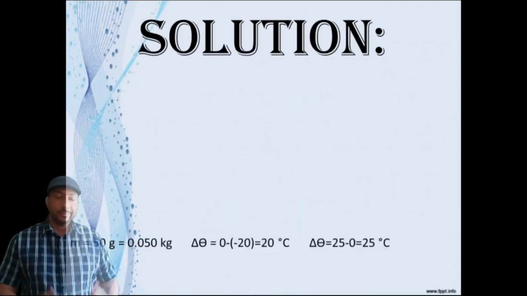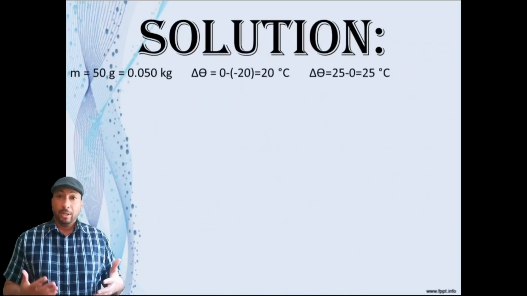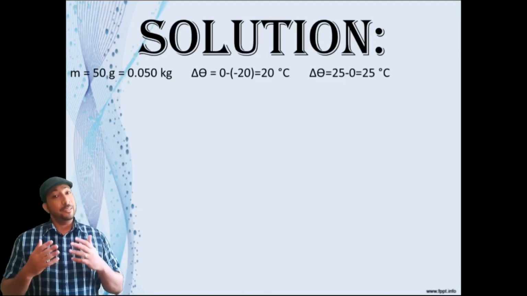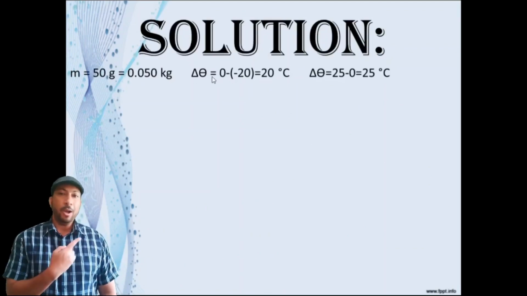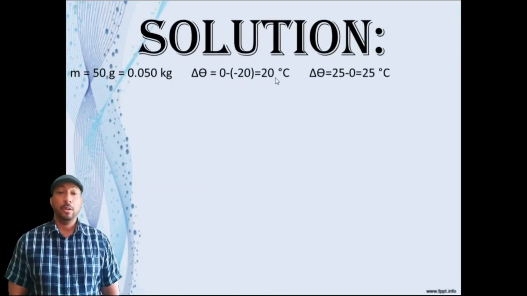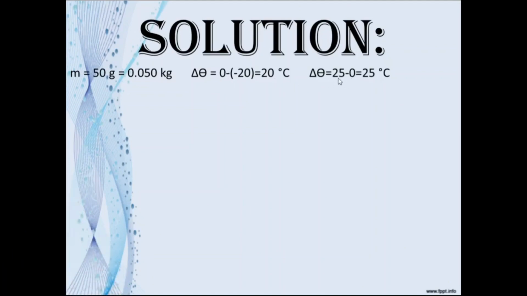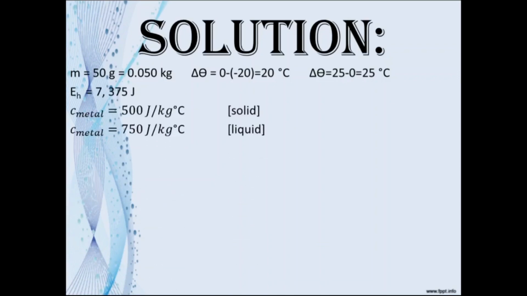So, identifying our givens, the mass is 50 grams, which is converted to 0.050 kilograms. The first change in temperature when it is in the solid phase is from negative 20 up to 0, so that is 20 degrees Celsius. The second change in temperature is from 0 up to 25 degrees Celsius, so that is 25 degrees Celsius. The heat energy used is 7,375 joules, and the specific heat capacities, we state those as well.